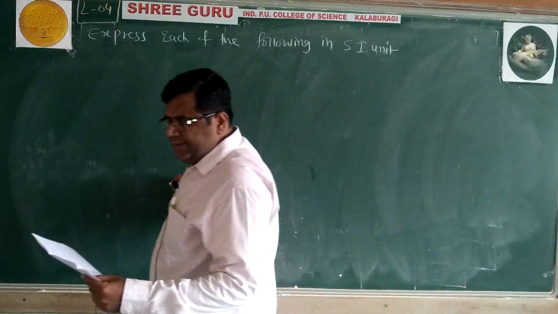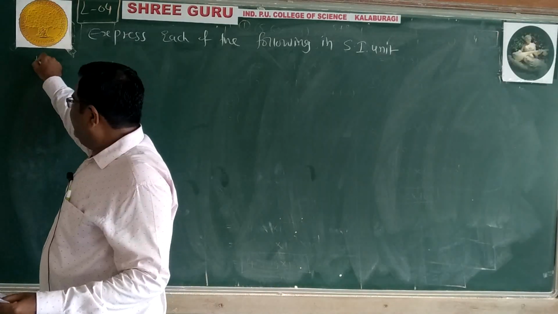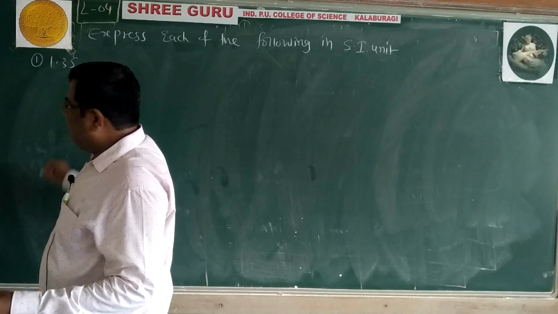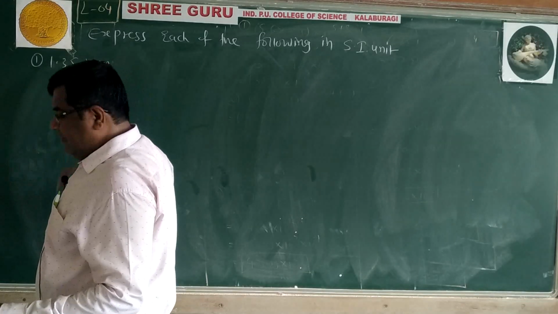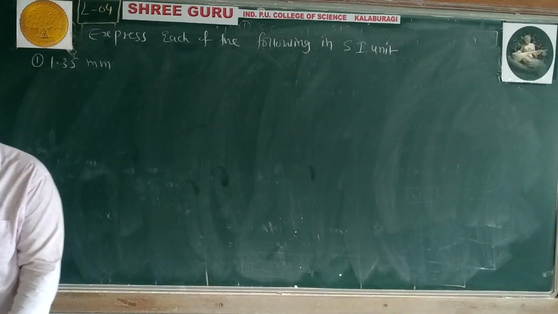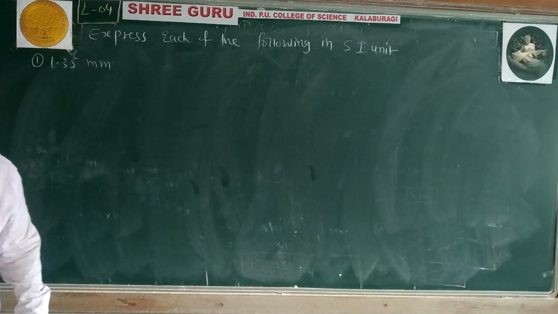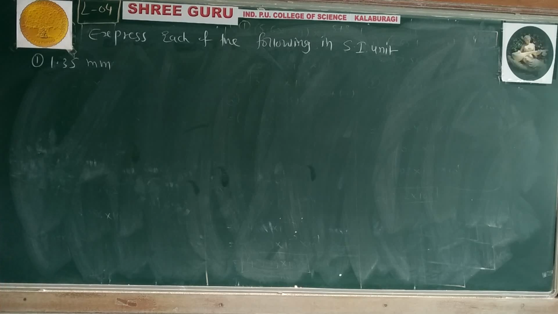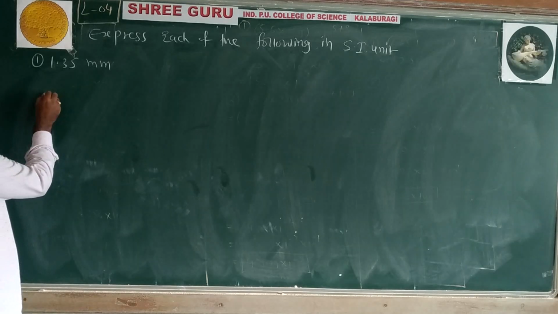The first example is 1.35 millimeter. Now this millimeter is not the SI unit, meter is the SI unit, and we need to convert this 1.35 millimeter to the meter. See how we do.